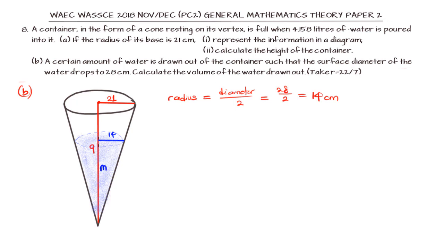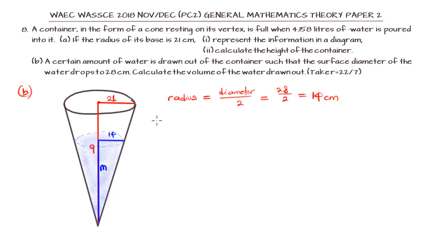Now, the height of that water level we can take to be m, which we are going to be evaluating first. So now, if you look critically, we have two similar triangles: a bigger triangle with two sides 9 and 21, and a smaller triangle with two sides m and 14. We can use the principle of similar triangles to find the value of m because they are actually similar triangles.